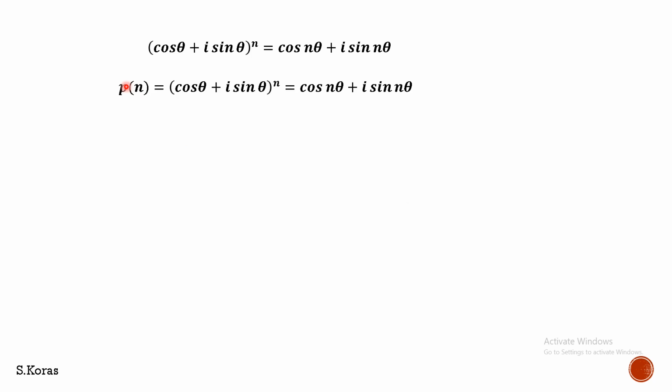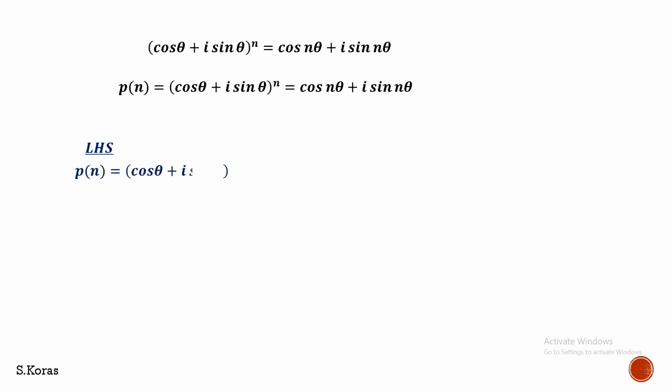Remember, we have to consider cos theta plus i sin theta the whole power n as our left hand side, and cos n theta plus i sin n theta as our right hand side. After that, we are going to check is it true for n is equal to 1 or not. Now let us verify whether it is true for n is equal to 1 or not.